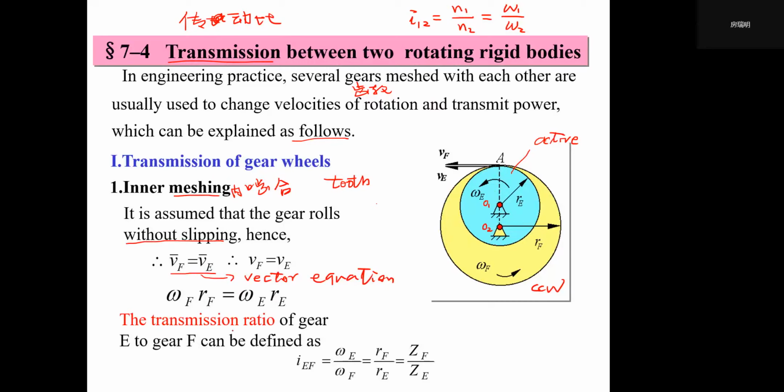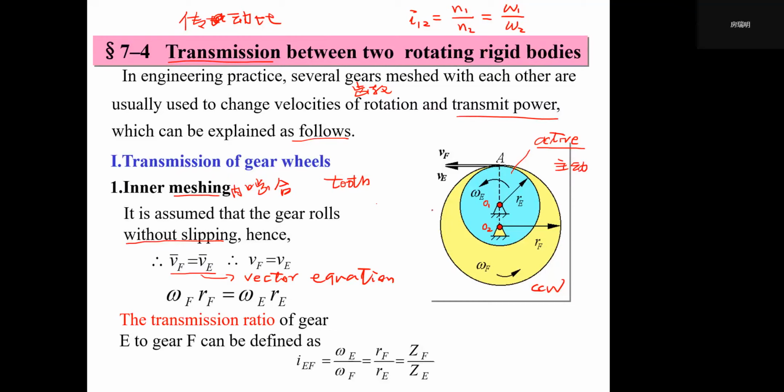That is transmission ratio, we call that 传动比, you know? So here we have I, E, F. So this subscript letter E means the gear E, right? And F means the gear F. So we have the convention, the first letter will denote which is the active one, 主动的. So that means this gear E will transmit power to gear F, right?